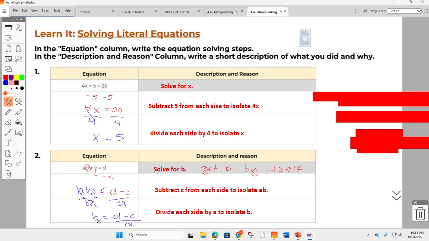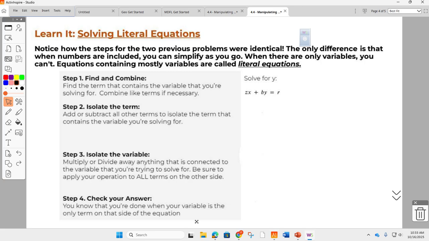So the whole point of this little slide is that we don't do anything differently. The only thing is we have to know what variable they want us to get by ourselves, and they have to tell us that. And then we have to remember which one it is through every step. All right. Ready? So it says basically what I just said.